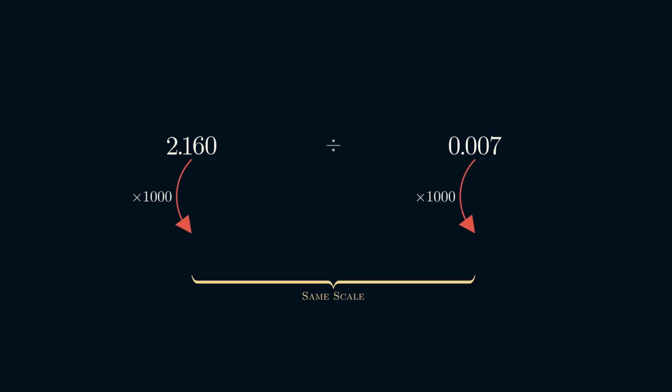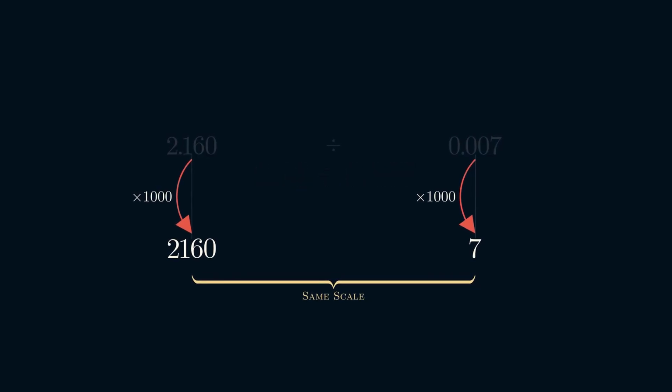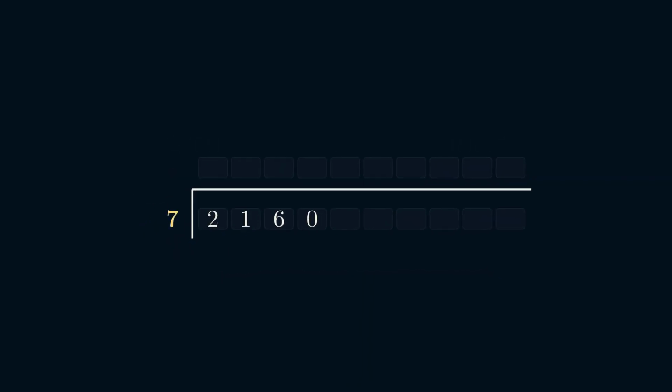Now we return to the main problem. 2.16 divided by 0.007. First, make the thousandths place visible. 2.16 becomes 2.160. Then scale both numbers by 1000. The problem becomes 2160 divided by 7. Now we work digit by digit. 7 tries 2. It does not fit. So 0 goes above the 2. The 2 carries to the next digit.